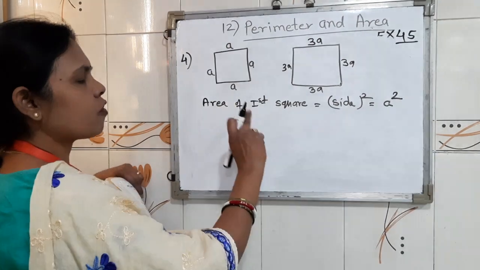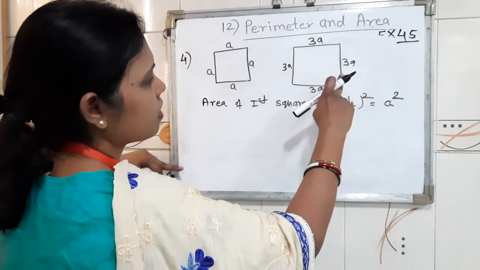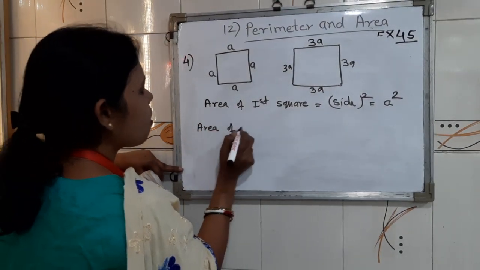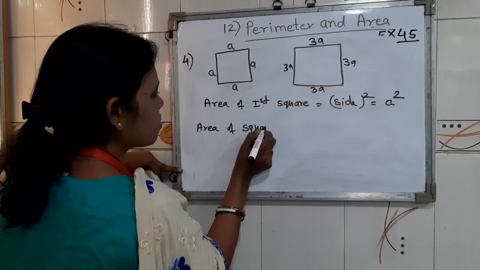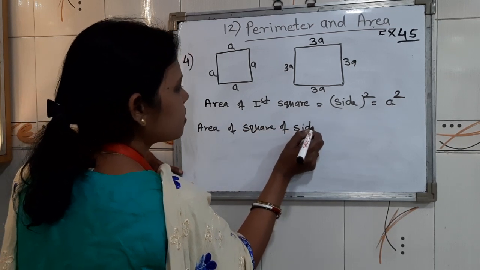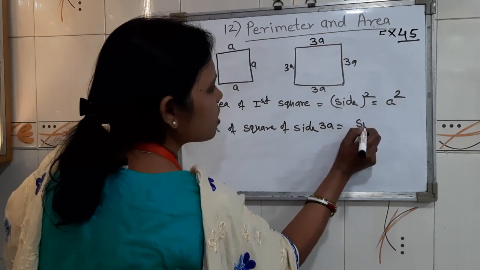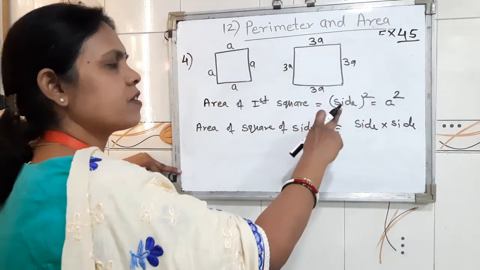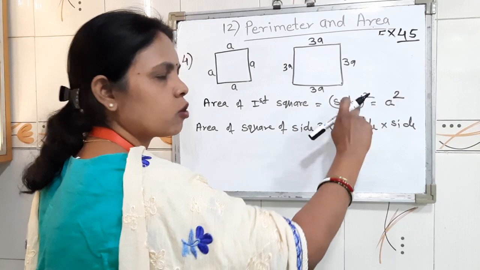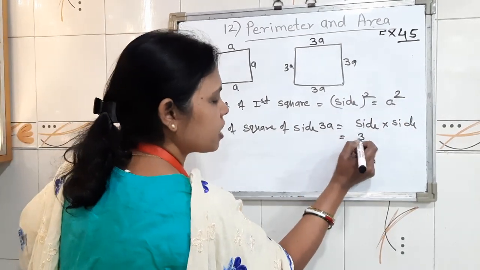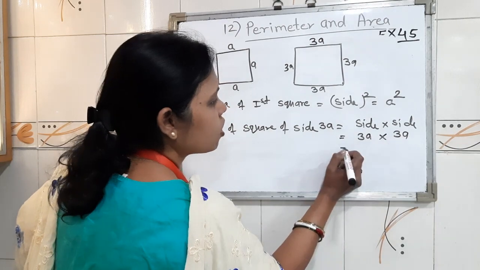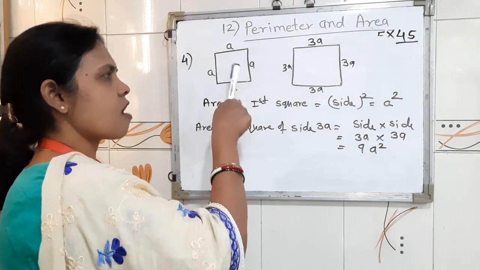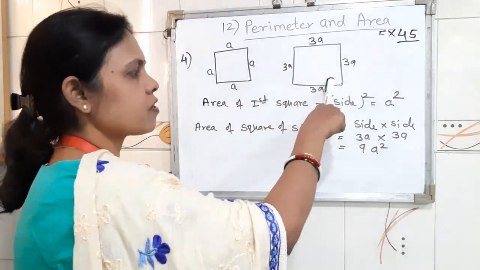Now the area of the square of side 3A. Write down: area of square of side 3A equals side into side. Children, the formulas side square and side into side are both the same. Therefore, here 3A into 3A equals 9A square. Now we have the area of the first square as well as the area of the second square.